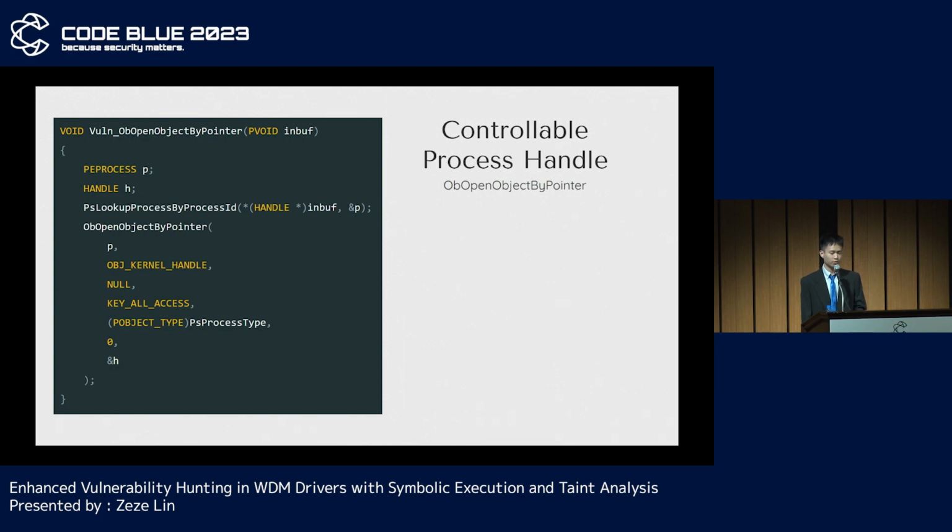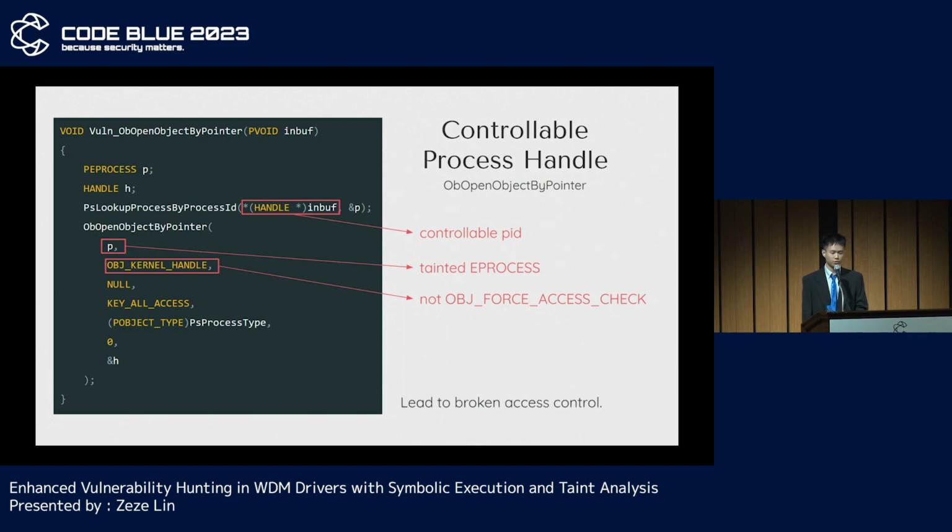Another situation for controllable process handle is that IOCTLens hooks ObOpenObjectByPointer and sees if the process ID passed into PsLookupProcessByProcessId is controllable, and the returned EPROCESS is then passed to ObOpenObjectByPointer, and the handle attributes is not OBJ_FORCE_ACCESS_CHECK. If the conditions are satisfied, it may lead to broken access control.